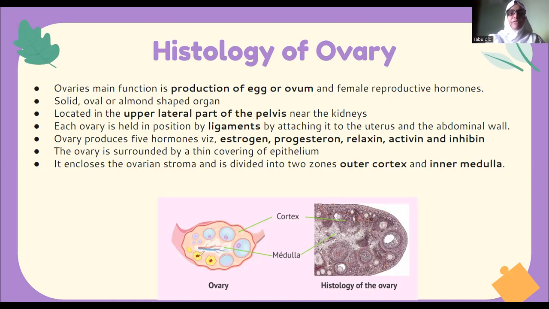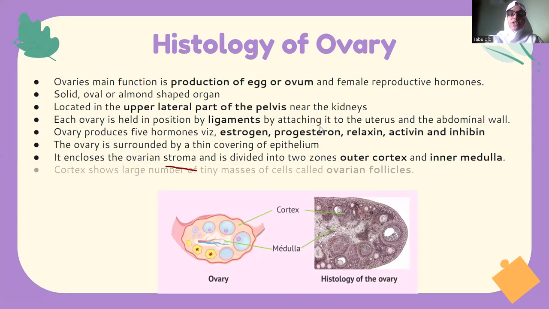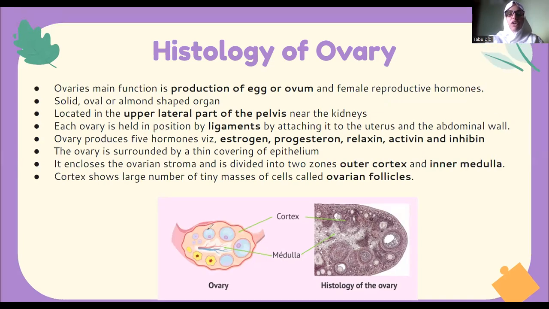And the fluid which is there inside the ovary will be the stroma. The cytoplasm or the fluid substance which is there will be known as stroma. And what does the cortex have? The cortex has all these circles, small and big circles. These circles are tiny masses of cells which are known as ovarian follicles. Ovarian follicles will give rise to fully developed and mature eggs.